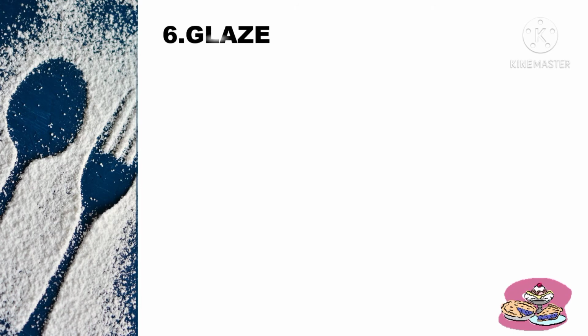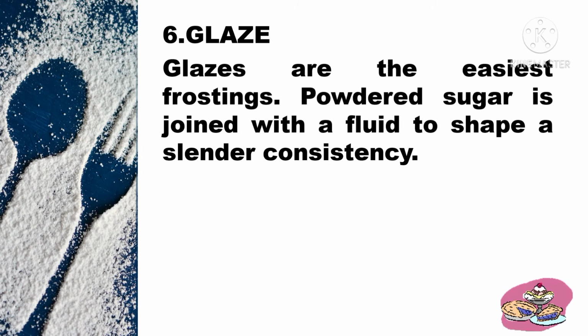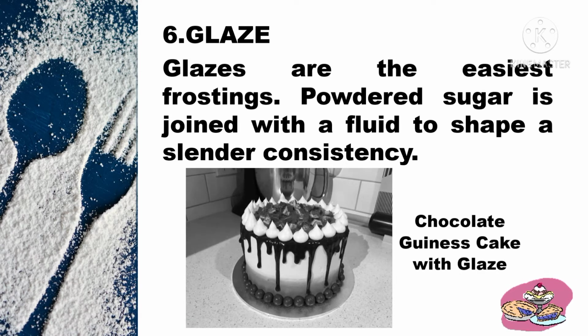Number 6. Glaze. Glazes are the easiest frostings. Powdered sugar is joined to a fluid to form a thin consistency. Glazes are typically poured or drizzled over the tops of cakes and treats. This forms a sparkly, hard covering when the glaze sets. Melted chocolate can be utilized as a glaze all on its own. Example of this is what we call chocolate Guinness cake with glaze.